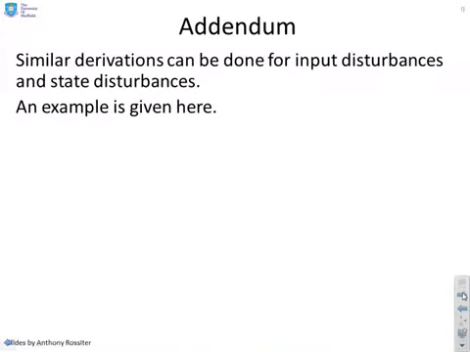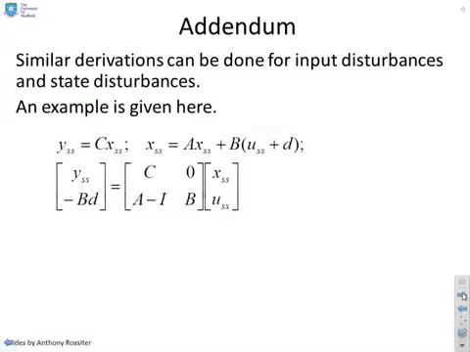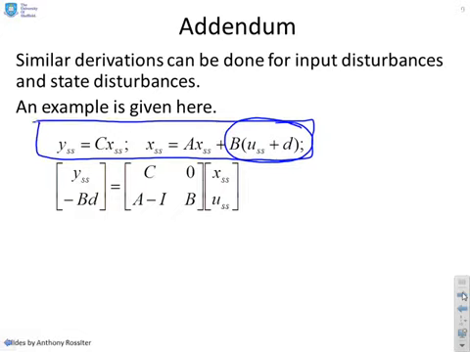Now, just an addendum for those who might want to look at it. What if the disturbance isn't an output disturbance, it's some other form of disturbance? So here, for example, I've said, what if you have an input disturbance? Well, your consistency equations are slightly different, and therefore the way you solve for XSS, USS and YSS is slightly different, but the principles are the same.